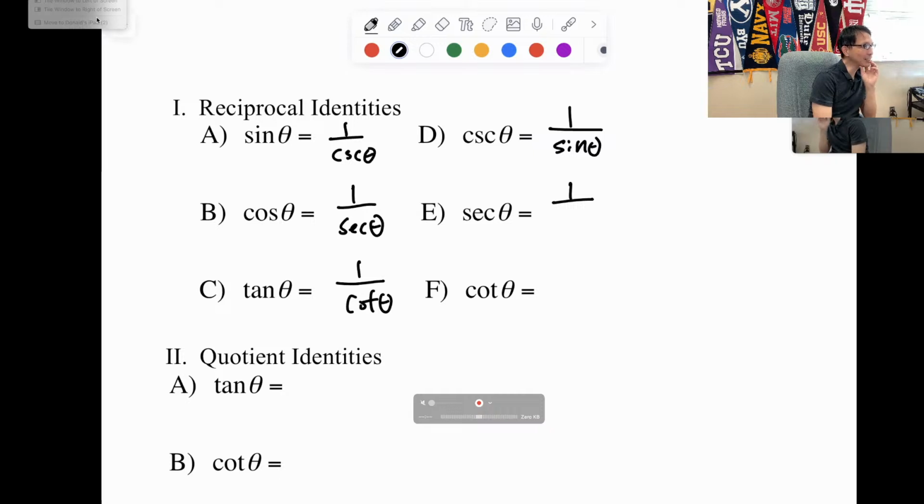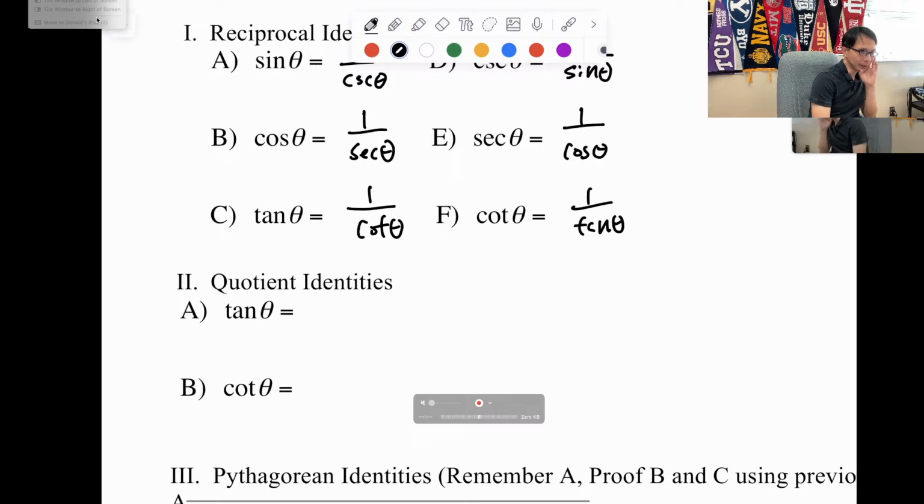Secant, Laura, 1 over what? 1 over cosine. Okay. Cotangent is 1 over what? Edison? Good. Okay, what's the difference between the quotient identity and the reciprocal identity for tan theta? The quotient identity is going to be in terms of sine and cosine.